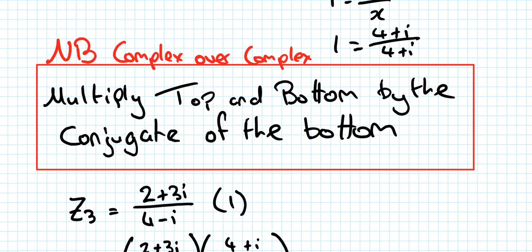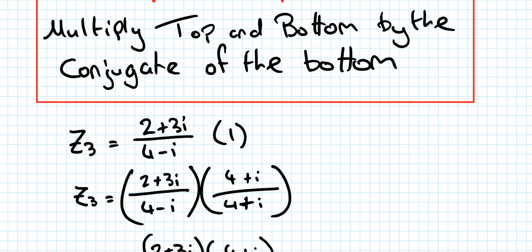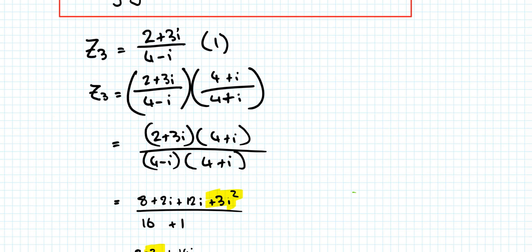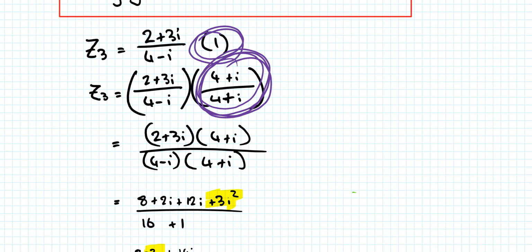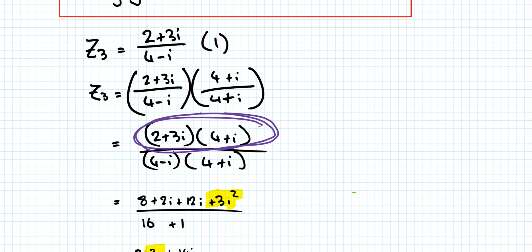So the rule you really need to learn for this is, when we have a complex over a complex, multiply the top and the bottom line by the conjugate of the bottom. So watch what happens. The conjugate of the bottom line here is 4 plus i. What do I know about 4 plus i over 4 plus i? It is 1, so I'm okay with that. How do I multiply fractions? Top by top, bottom by bottom. How do I multiply brackets out in complex numbers? Same way I do it in algebra.